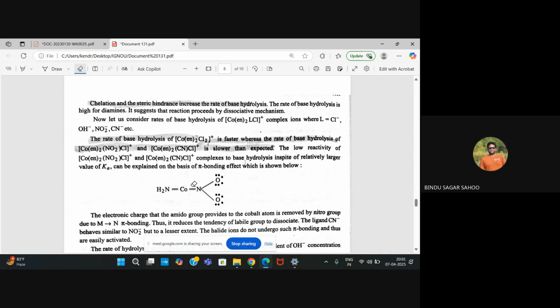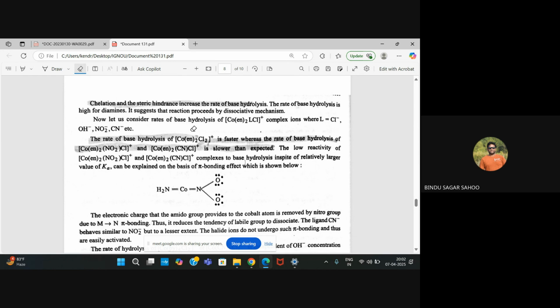Okay. So similarly, if you compare these complexes, out of NO2 minus and CN minus, the electron withdrawing tendency of NO2 minus is more compared to CN minus. If you arrange an order of base hydrolysis for this one, this one and this one, which complex can show better base hydrolysis? This one will be the first one. This can show base hydrolysis in a faster way, the second preference will be this one, and the third preference will be this one.